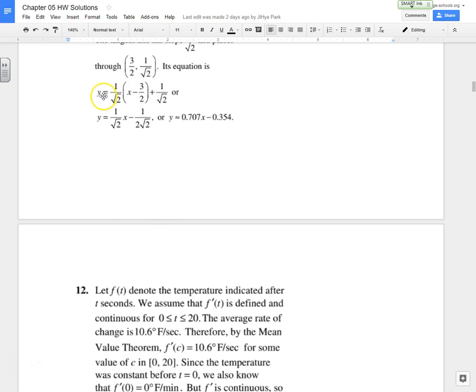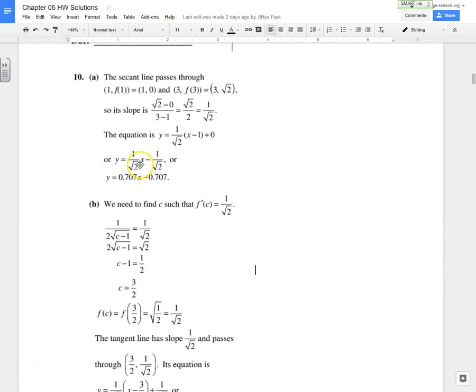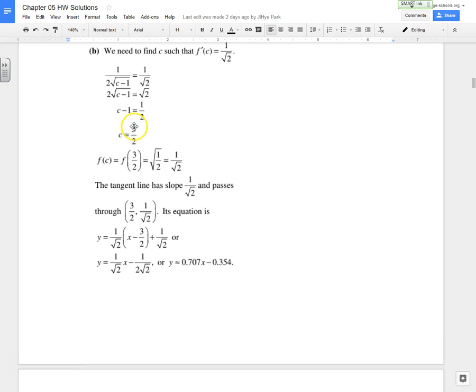Here's your 3 halves, and then your y was root 2 over 2, sorry, 1 over root 2. If you distribute and simplify. Oh, wait. What's wrong? Remember, get the answer first. Get the answer, and then if we have time, check the steps. You had to solve for C, which was 3 halves. You had to plug in to find your f, and you already knew your f prime. So you have your x1, you plug in to find your y1, and you already knew your derivative.